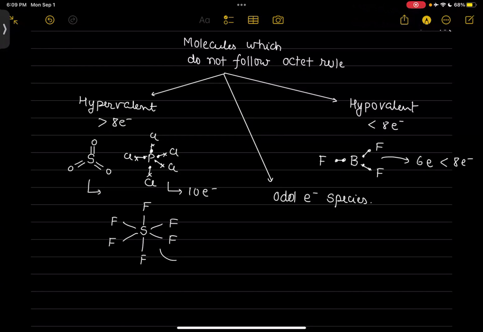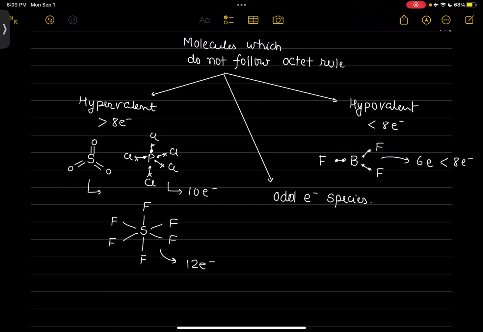For example, how many bonds are there on the sulfur? 6. So it is carrying 12 electrons, right? Okay, so these are hypervalent and hypovalent, and odd electron means you have unpaired single electrons left on the atoms, not bonded to any other atom. So you have those molecules also.